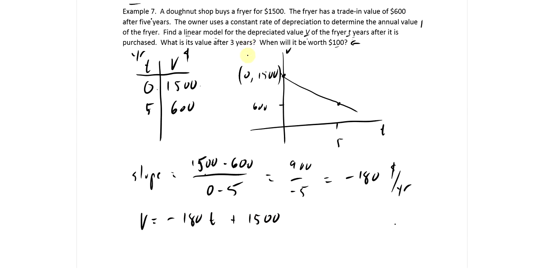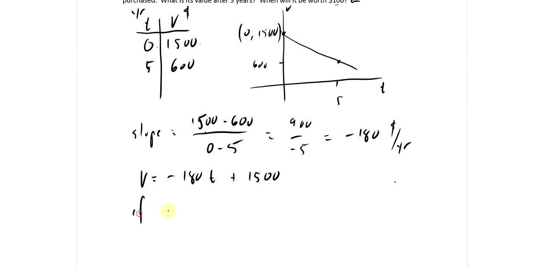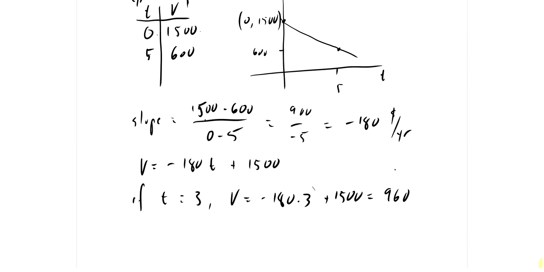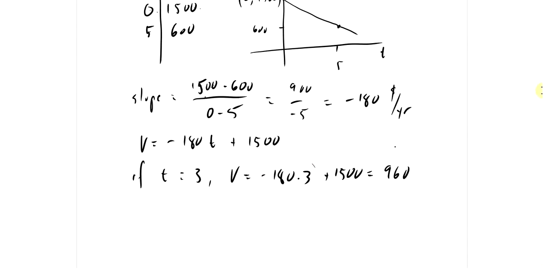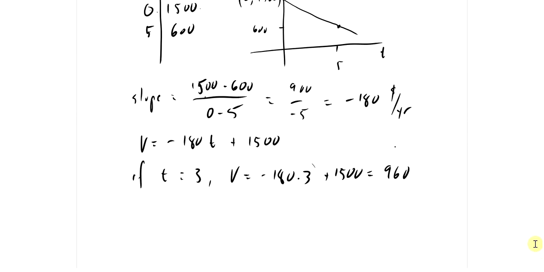Then we want to know when T is 3, what is V? So after 3 years, V equals minus 180 times 3 plus 1500, and that is 960. This is how much value your fryer has lost in 3 years. And the second question was, if V is 100, how many years have gone by?